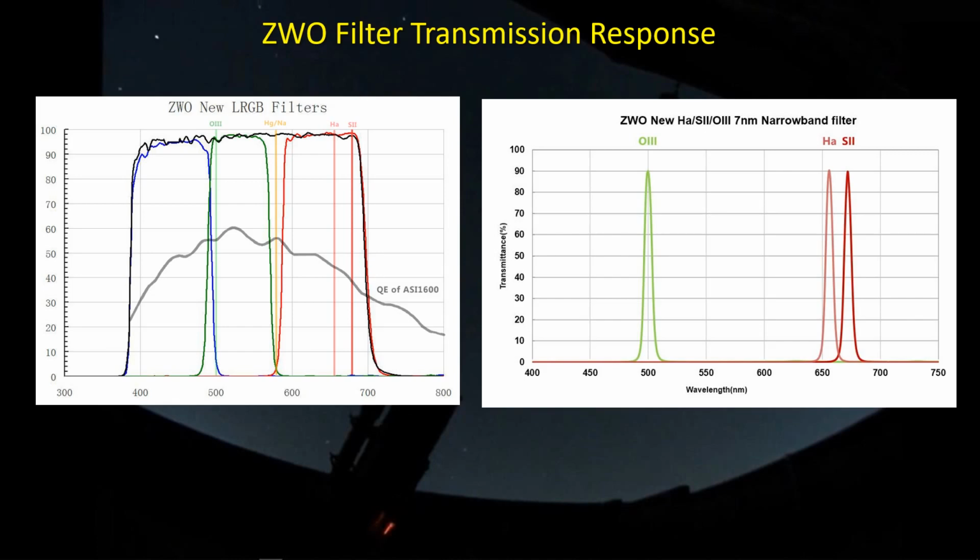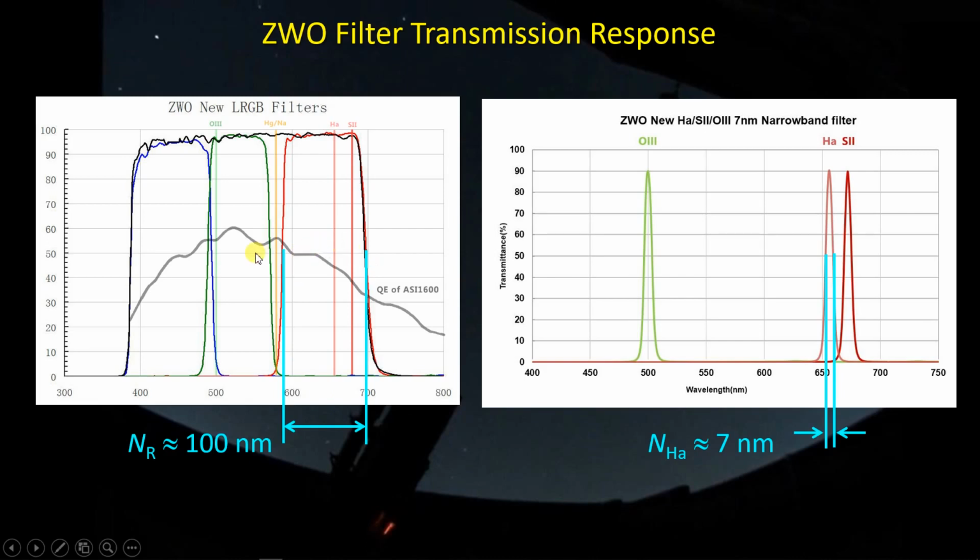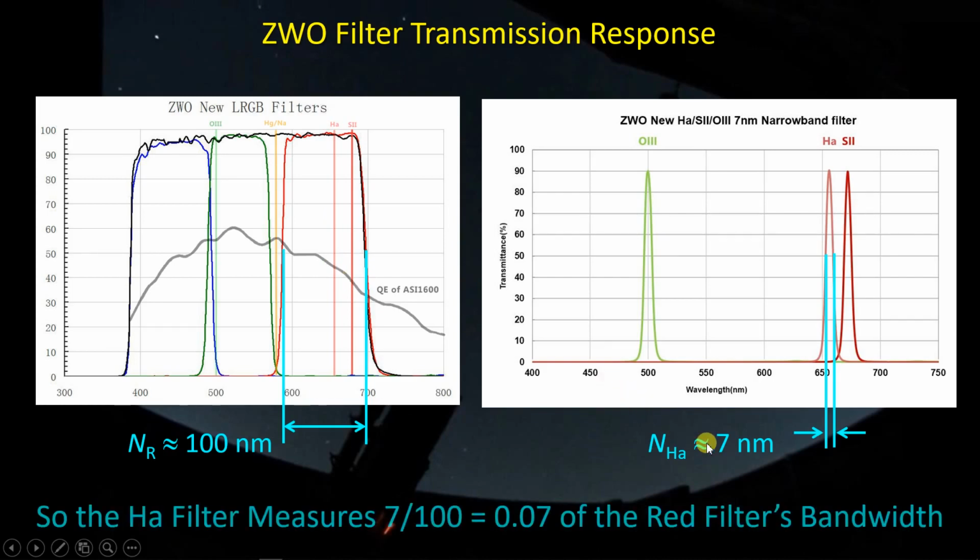Now, the first thing we need to take a look at is the filter transmission characteristics. It's not going to be ultimately important, but it's a critical player in the form of the formula that you're probably familiar with. For me, I'm using the CWO broadband and narrowband filters, and if we focus on the red and the HA, you can see that the red filter has about 100 to 110 nanometer bandwidth at the full width at half maximum. In the HA zone, we have about 7 nanometers at full width at half maximum, and of course the HA line is about here. So in essence, the HA filter is recording about 7% of what the full band broadband red filter is seeing, and that's kind of important.